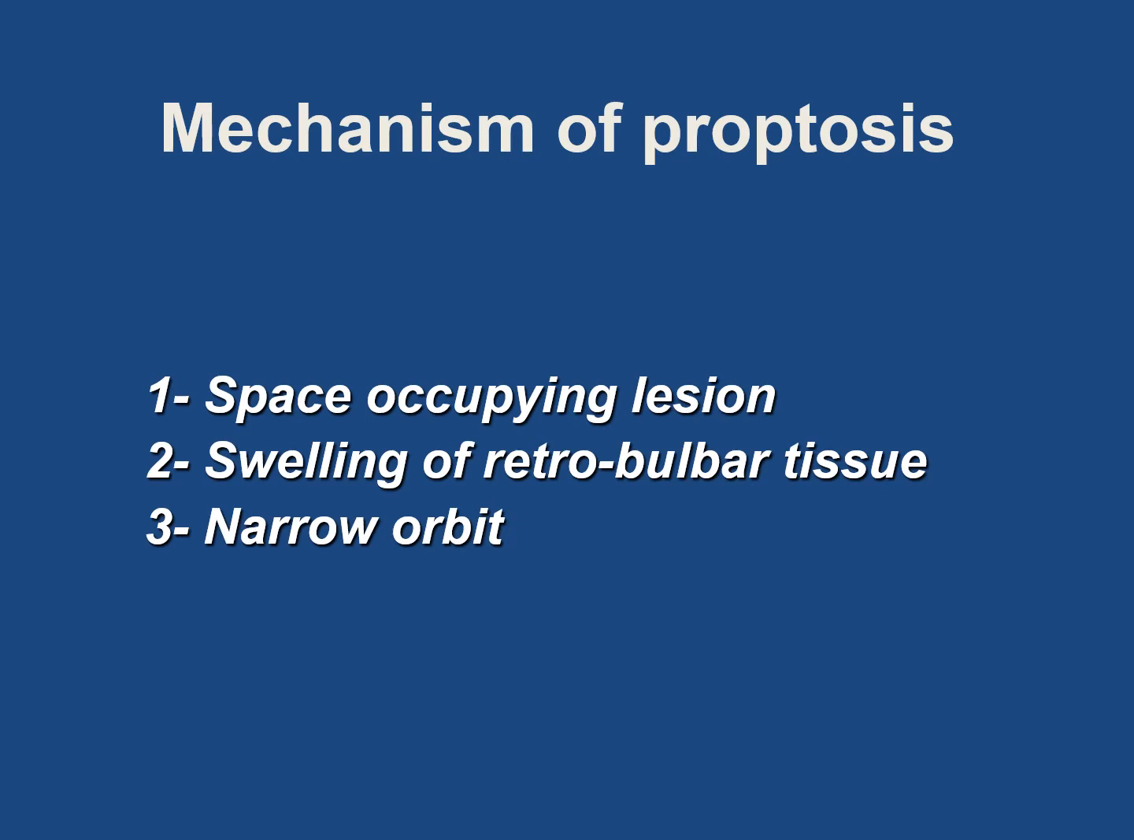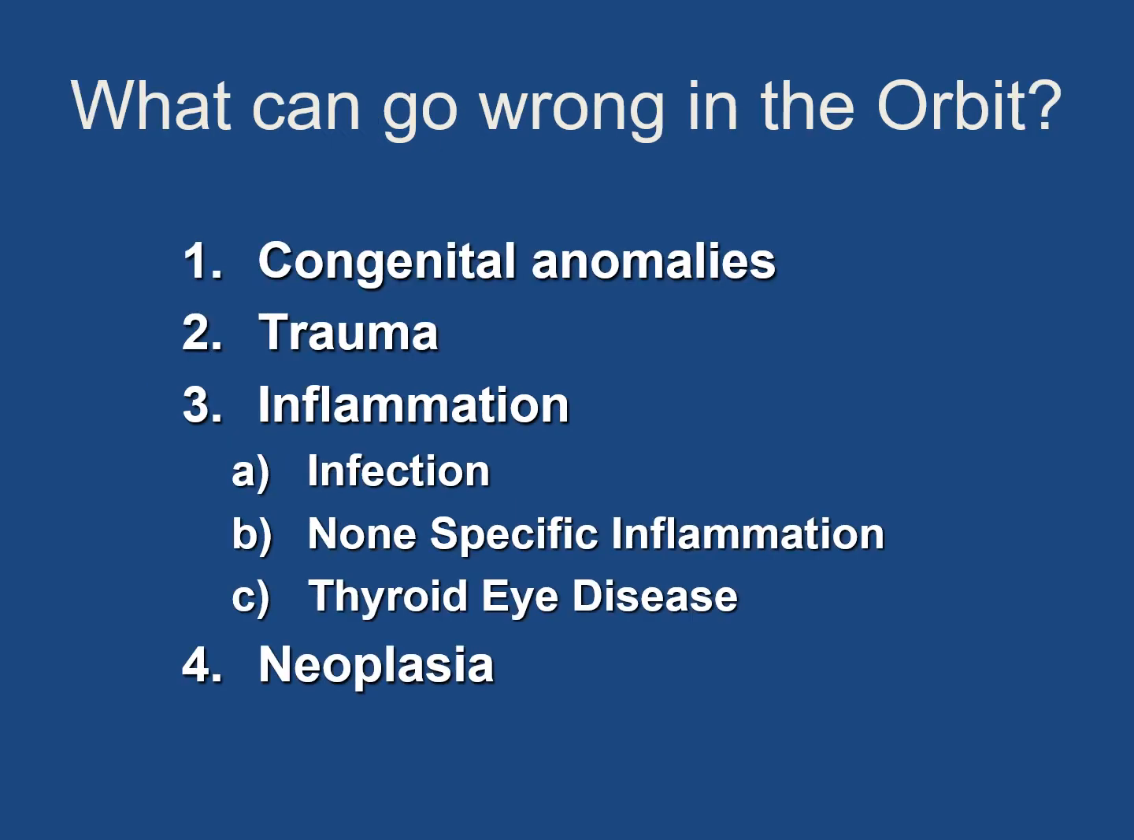The eye can be pushed forward in the orbit by many mechanisms. If a mass appears inside the orbit, if the normal orbital structure becomes enlarged, or if there is shallowing of the orbital cavity due to a premature fusion of the skull bones during growth. These three mechanisms can be caused by congenital anomalies, trauma, inflammation, or neoplasia.